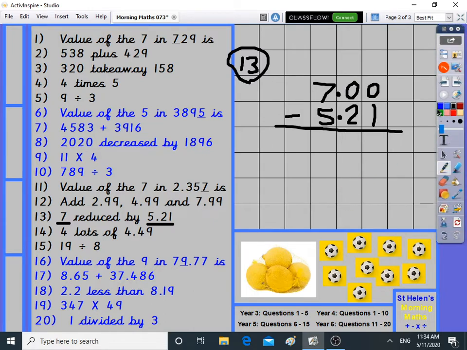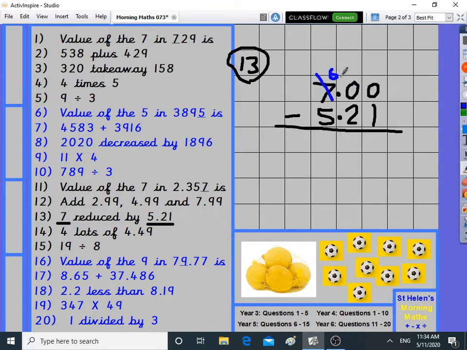0 take away 1 we can't do. Get some help from the 7. Goes down to a 6, get the 1. Goes down to a 9, get the 1. 10 take away 1 is 9. 9 take away 2 is 7. Do not forget the decimal point. 6 take away 5 is 1. 1.79. So it was 7. We took off 5 and a bit, and we ended up with 1 and a bit. Because minus makes things smaller.